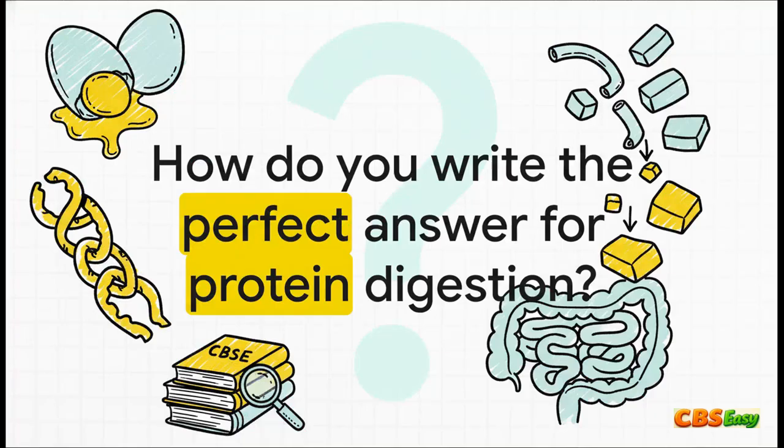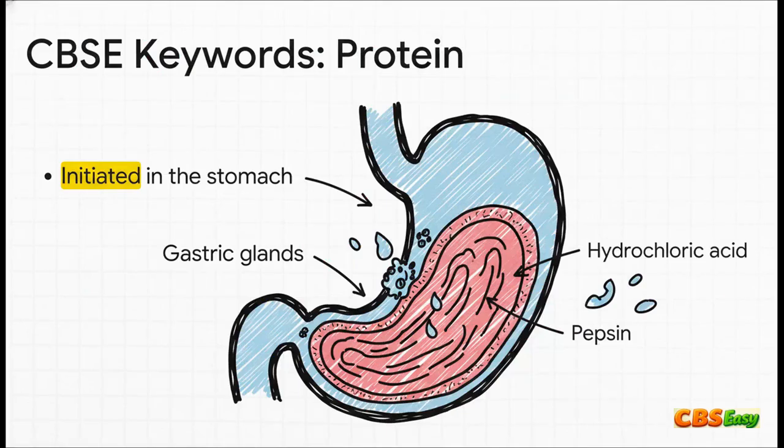So let's imagine this. The question is about how we digest protein. You know, maybe from an egg or some chicken you had for lunch. You might know the general idea, but how do you phrase it perfectly to get every single point? This right here, this is the secret sauce. These aren't just helpful hints. These are the exact keywords from the official marking scheme. Your examiner literally has a checklist with these words on it.